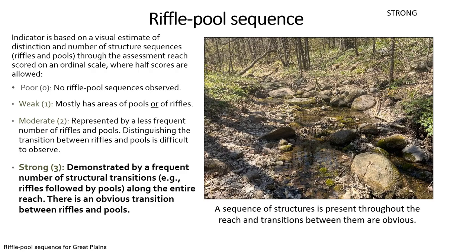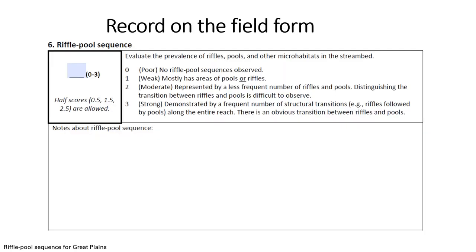Here you have a fairly steep gradient. This is probably a better example of a riffle cascade, more so than riffle pool, but remember, the structures don't have to strictly be riffles and pools. It can be other sequences of bedforms within your reach. Again, you record your score on the field form, and you can use half scores and provide any notes that justify your assessment or express your confidence in that assessment.